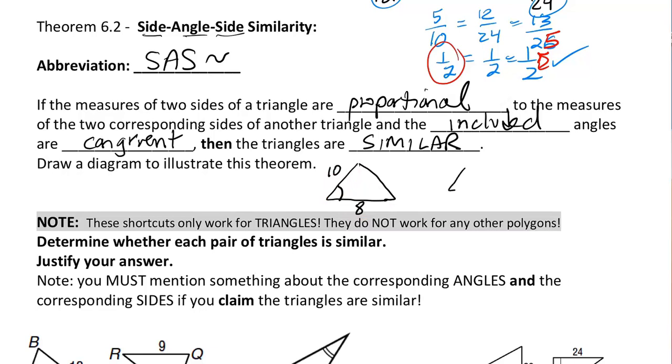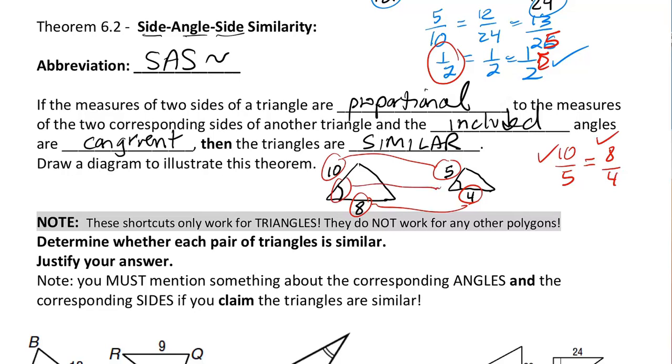And let's say we have this triangle, included angle, and let's say this is 5 and this is 4. So notice we have 10 over 5. That's the same as 8 over 4. They both equal 2, so the sides are proportional. And we have the included angle. So that's side, angle, side similarity.